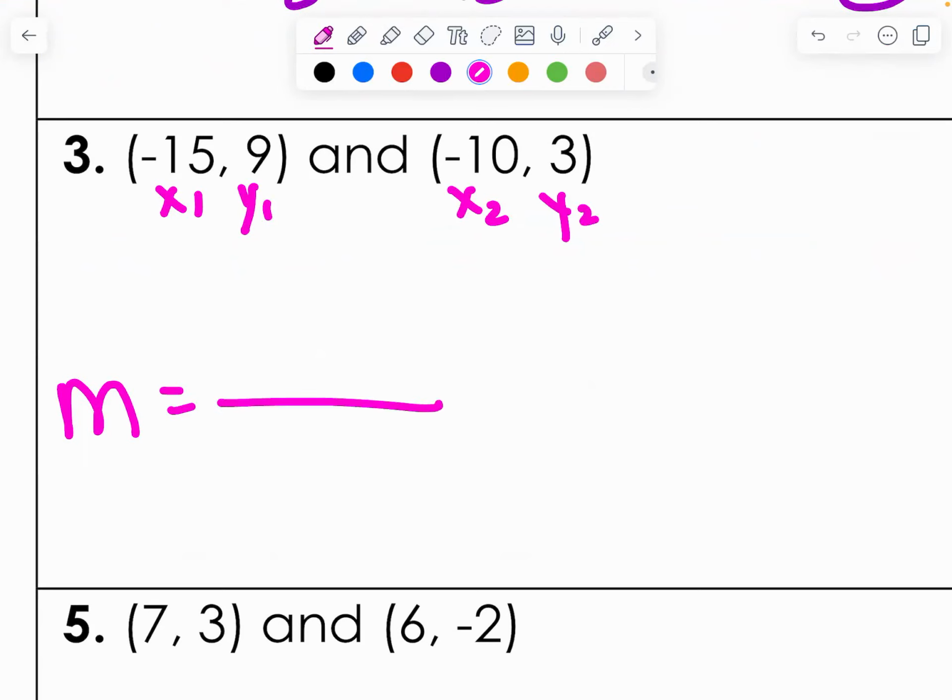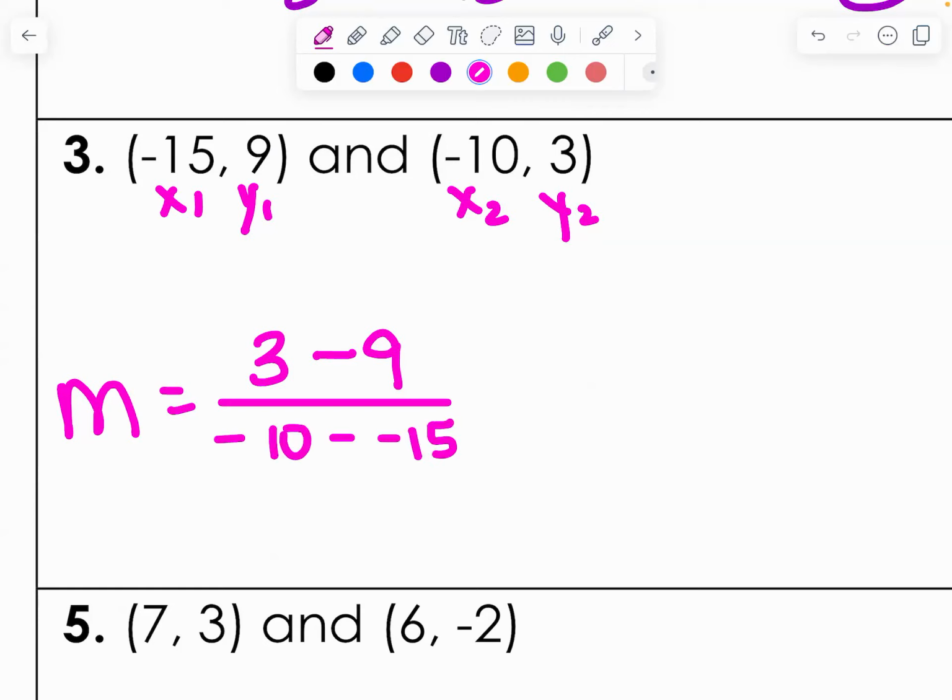All right, Caesar, tell me what subtraction you have in your numerator for number 3. Okay, Caesar has 3 minus 9 in the numerator. Okay. Kaden, what do you have in the denominator? -10 minus -15. Okay, do we agree with this setup?